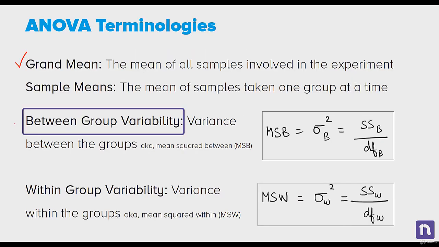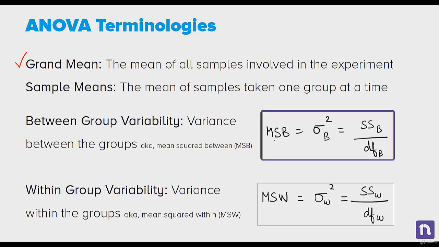Between group variability is given by this particular formula on the right. It is also called mean squared between in ANOVA terminologies. What that translates as is the sum of squares between the group divided by the degree of freedom between the groups. We will go into the computations of SSB and DFB when we look at the hand computations, but understand that MSB, that is mean squared between, refers to the between group variability that we saw in the previous image.